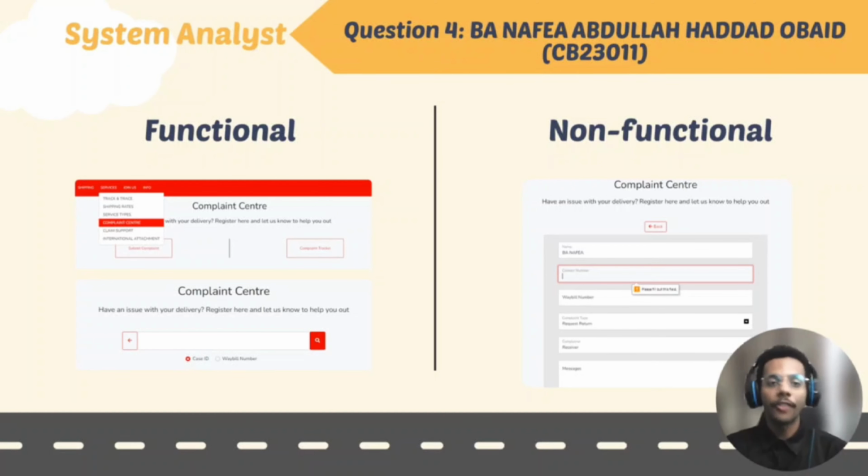I'll explain for question 4. A functional requirement of our system is that the GNT Express system shall provide customers the ability to submit complaints, with a submit complaint feature here to allow customers to register complaints by adding the details, and complaint tracking to allow customers to track their complaint status by entering the case ID or waybill number.